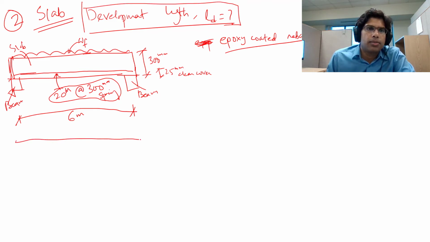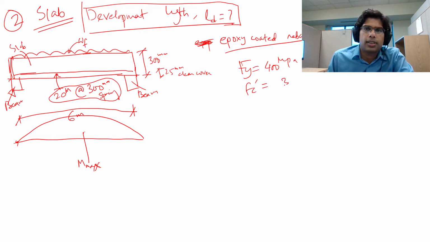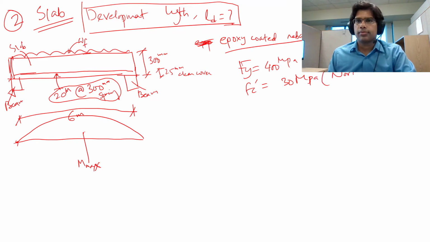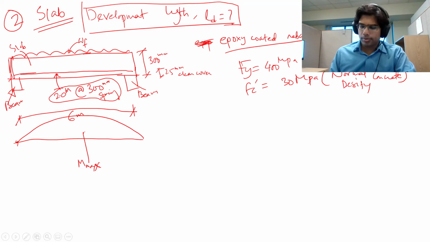The other thing is I need to draw the bending moment diagram. So the bending moment diagram is the maximum in the midpoint, and 0 at one side and 0 on the other side. And the other thing given is the Fy is given 400 MPa, and F prime C is given as 30 MPa, normal density concrete. So those are everything given. Now I need to solve the problem.